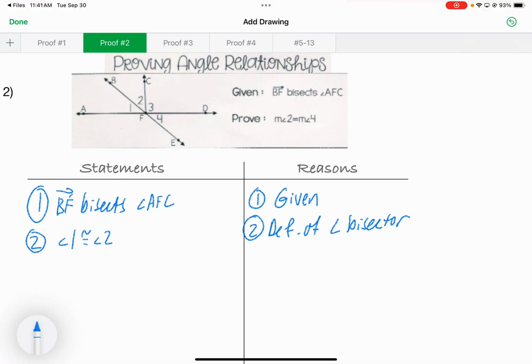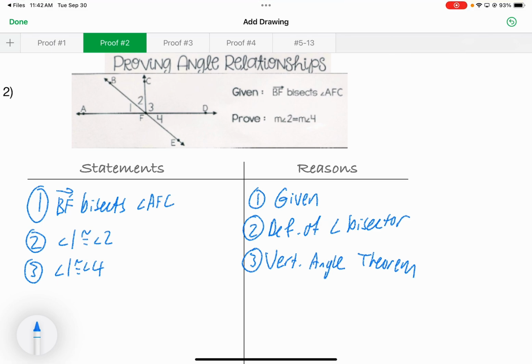Now I want to show that 2 and 4 are equal to each other. Ooh, I know how. Molly's got it. What do you got, Molly? I need to use vertical angles. Specifically vertical angle theorem, right? So I would say that angle 1 is congruent to what? Angle 4. Vertical angle theorem.